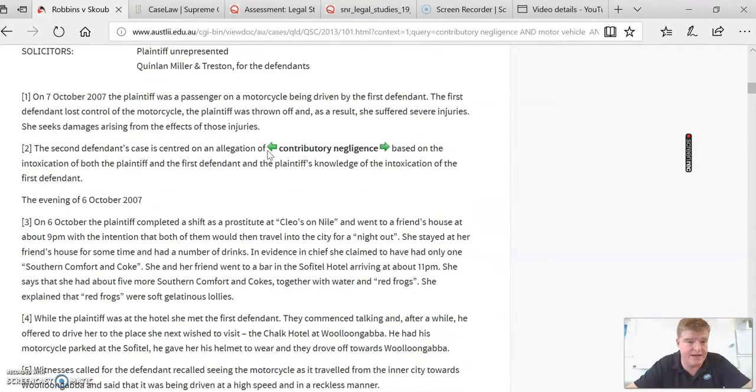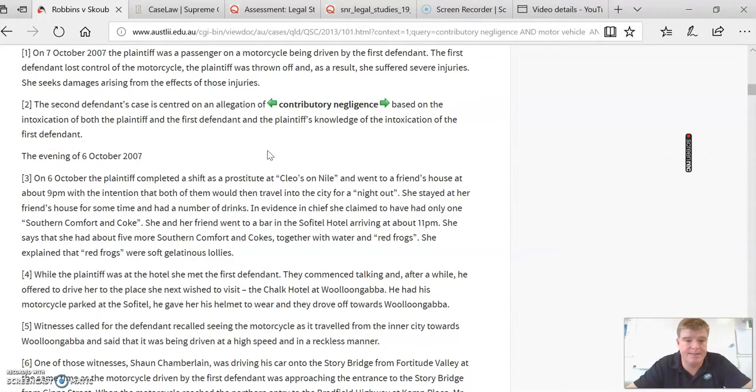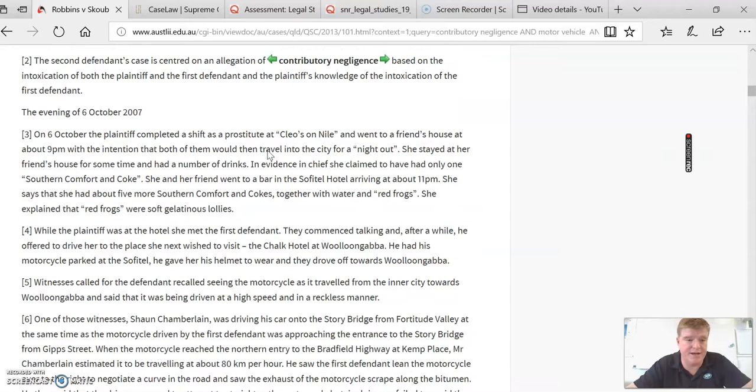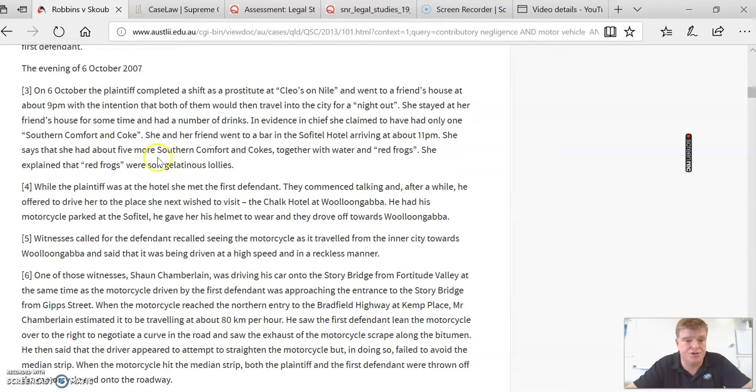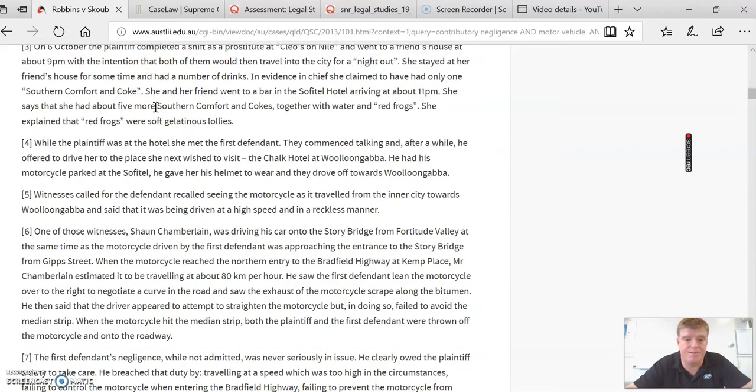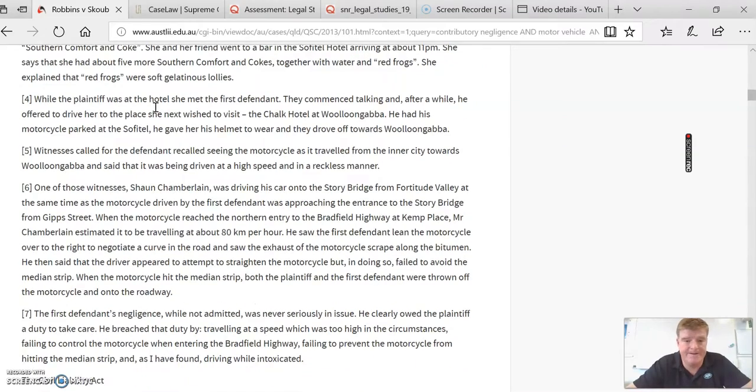So let's see if we can start to have a look through. There's some ideas of the facts. Happened in 2007. Contributory negligence is highlighted again. It talks about some of the incident. So one person had been working. There's drinking.